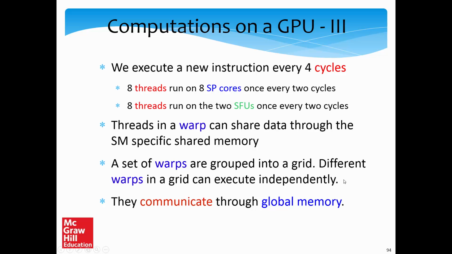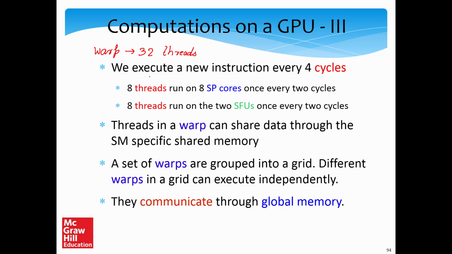Now let us look at how computations happen in a GPU. The throughput of a GPU is decided like this: we execute a new instruction every 4 cycles. Mind you, an instruction means something else in the context of a GPU. What an instruction means is that, given a warp has 32 threads, all the 32 threads execute one instruction each, the same instruction, the ith instruction, and the rate of such an execution is once in every 4 cycles.